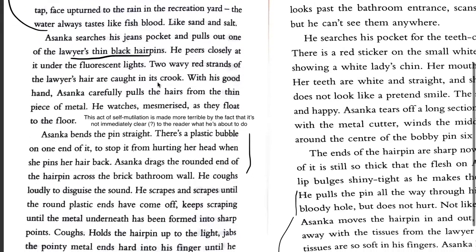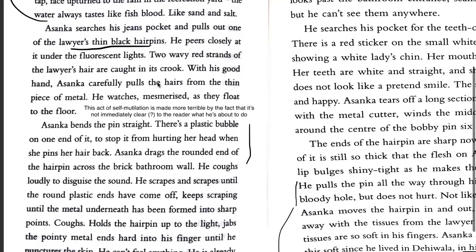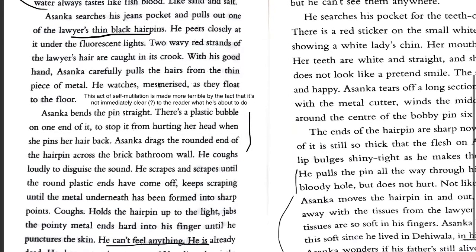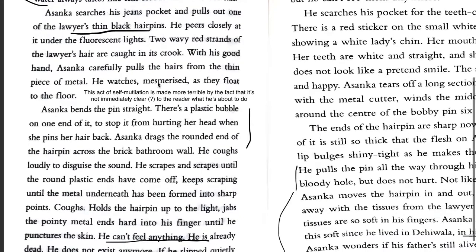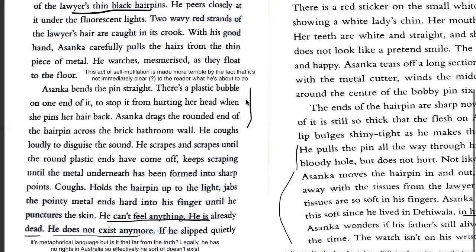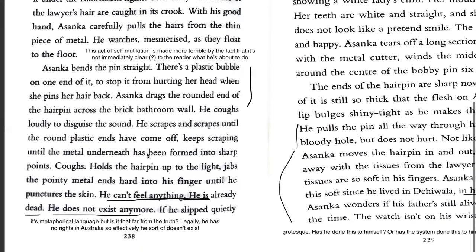And what follows is obviously the description of him sharpening them into a needle and using the floss to sew his mouth shut, which is a practice, unfortunately, that has happened from asylum seekers who are so traumatized and so silenced that they see this as their only way to have a voice and try to appeal to whoever might be able and willing to listen to them. And I think maybe, as I've said here, this act of self-mutilation is made more terrible by the fact that it's not immediately clear what he's about to do. At least it wasn't to me. But it doesn't take long to figure it out.